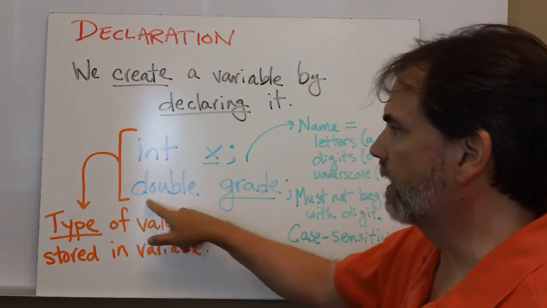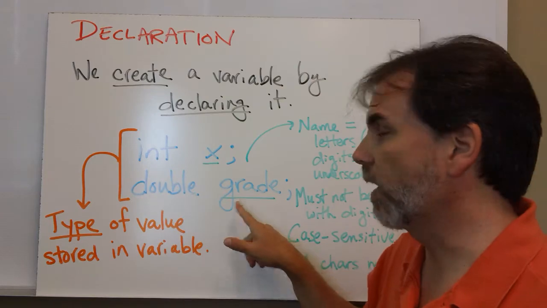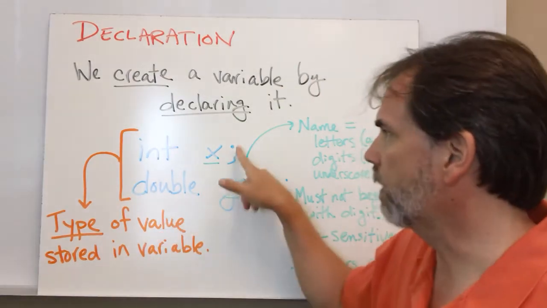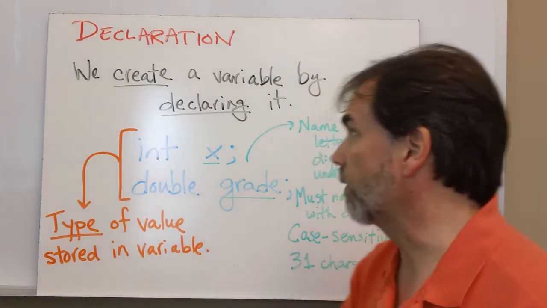And here's another example with a double variable. So this is a floating point number, double grade. Grade is the name, double is the type. Notice the semicolon after each. So this is a statement, a declaration statement.